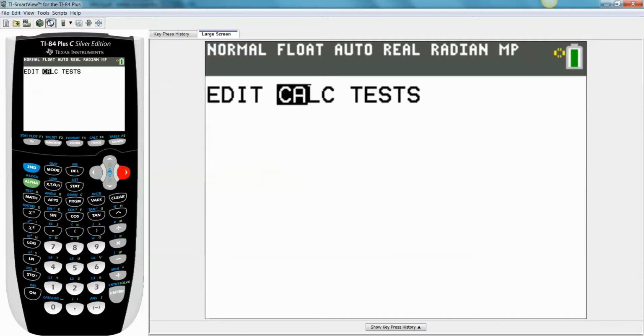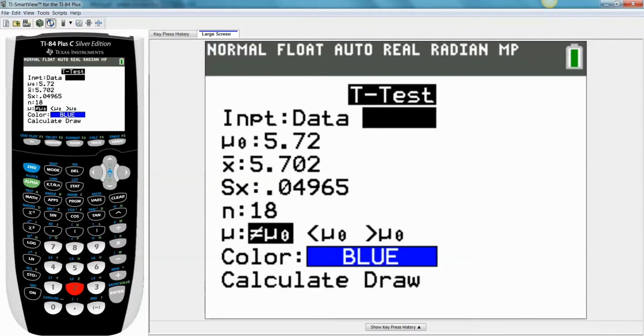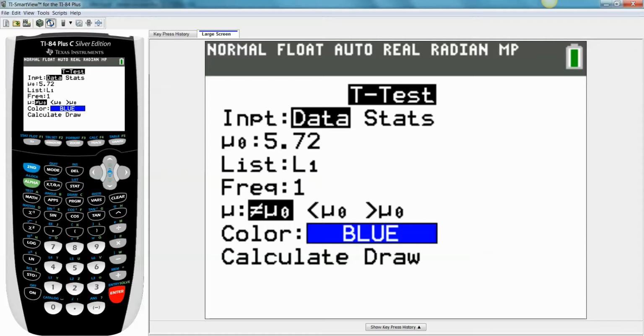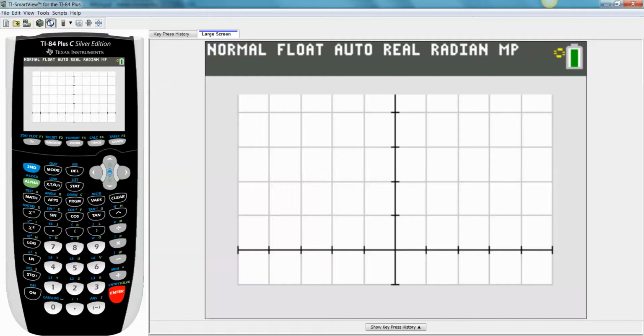A lot of students want to know what the draw feature looks like, so let me just show you real quick. If I click number 2, t-test, and then I go to draw. Actually, let me do data again, just so it can be the actual numbers we had in our problem. So I'm going to choose data. That'll be a little bit more accurate. And then I'm going to go to the right to draw.